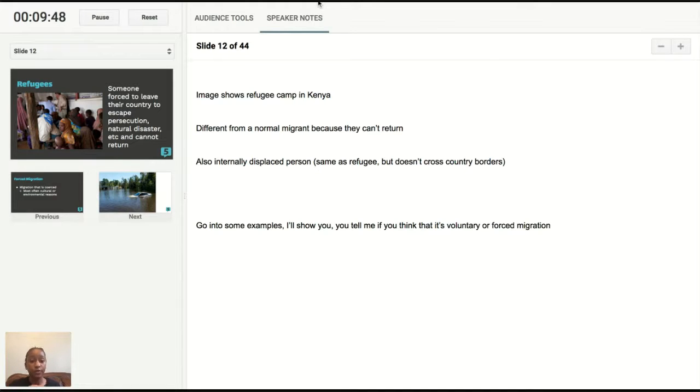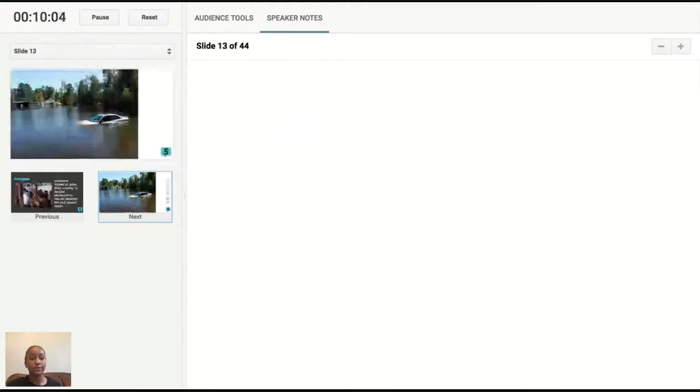Okay, so I'm going to go over some examples. I'm going to show you a picture, and you guys comment in the comments over here and let me know if you think it's voluntary or forced migration. So here you go, here's the first one. This looks like a flooded area. We see that it's probably not safe for whoever was living here to return. So what do you guys think this is? Go ahead and comment if you think it's forced or voluntary migration.